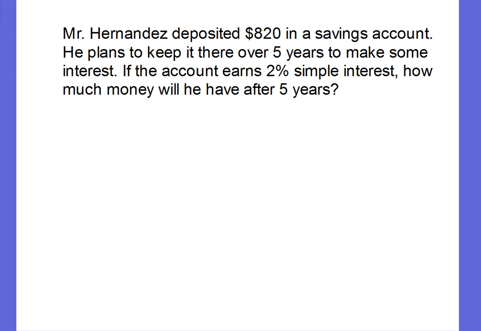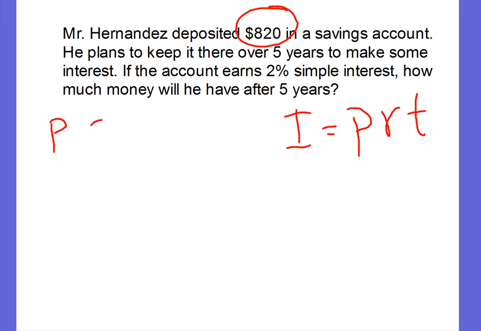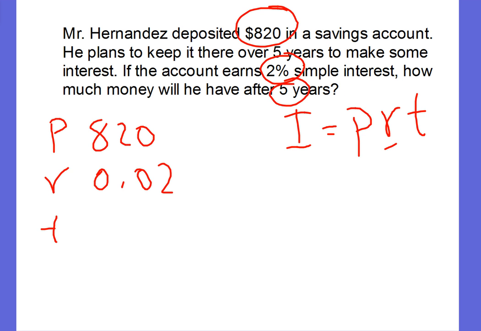So first thing I want to do is write the formula, which is interest equals principal times the rate times the time. The principal, I know it's 820, so I'm going to go ahead and write 820. The rate happens to be 2%. I'm going to go ahead and write it as a decimal. And then it's for 5 years, so the time is 5.